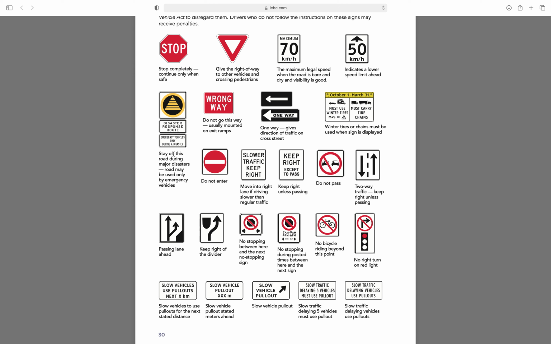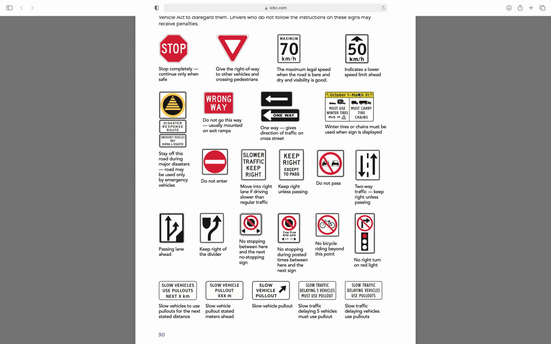This is a disaster response route. So you want to stay off this road during major disasters, as it may be used for emergency vehicles, or it would be good for you to know the emergency way out of your location. Wrong way. So this is usually on exit ramps, and it just tells you you're going the wrong way, you need to turn around right now. These tell you one way, so these are the directional ones. It'll tell you where to go and what to do.